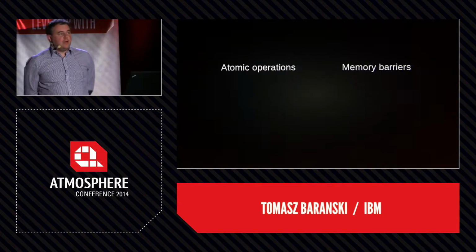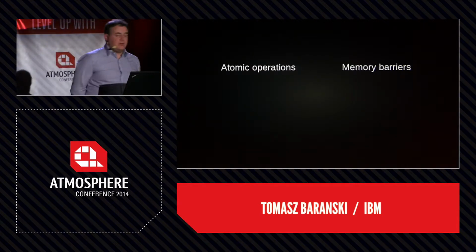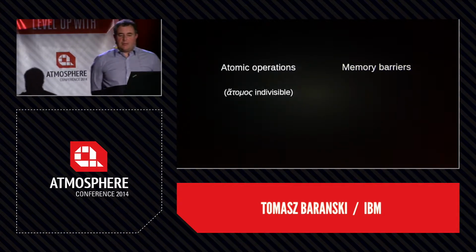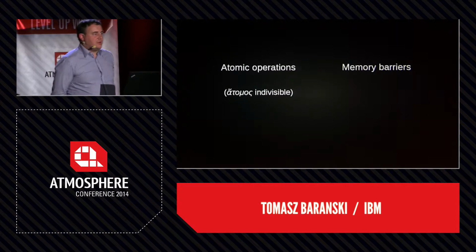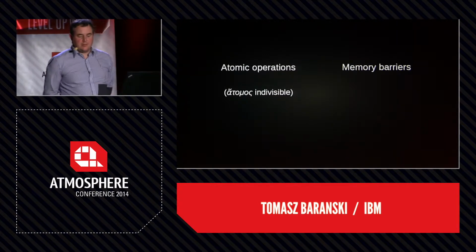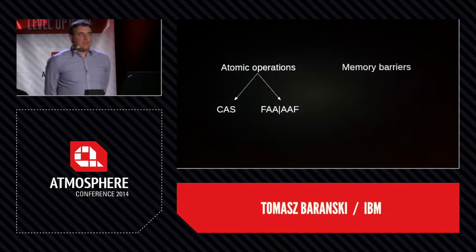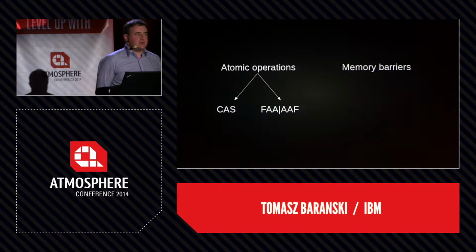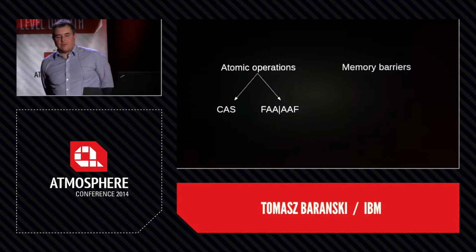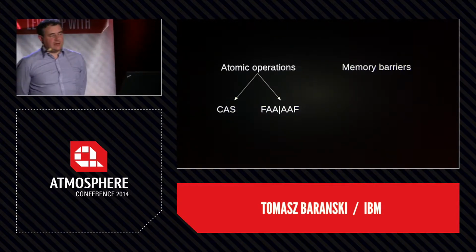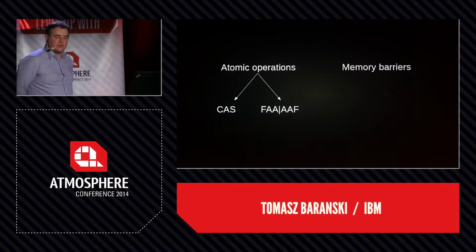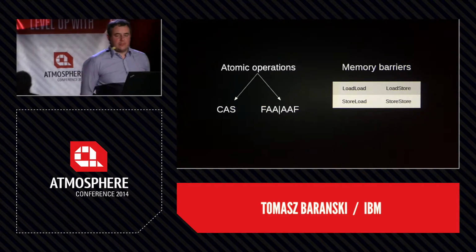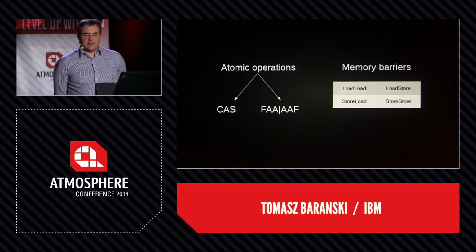There are two building blocks of lockless programming: atomic operations and memory barriers. Atomic operations, of course, are indivisible. They are considered to be done in one step. The two basic types of atomic operations are CAS, compare and swap, and FAA, fetch and add, or add and fetch. They're really very similar, so they're grouped in this one. As for memory barriers, there are four basic types: load-load, load-store, store-load, store-store. I'll get to these later.